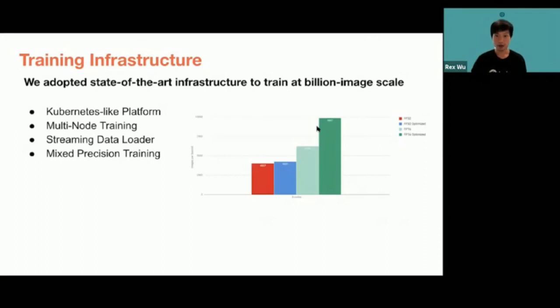To train a vision model with billion plus images requires some infrastructure support. We highlight some of our work. First, we adopt a Kubernetes-like training platform to facilitate multi-node training. And second, we implement a streaming data loader so that the entire dataset doesn't need to be on a local disk to start the training. The dataset can live on the cloud and can be streamed on demand during the training. Finally, we use mixed precision training to increase our training throughput. In the figure, you can see the training throughput improvement when we go from FP32 to FP16.